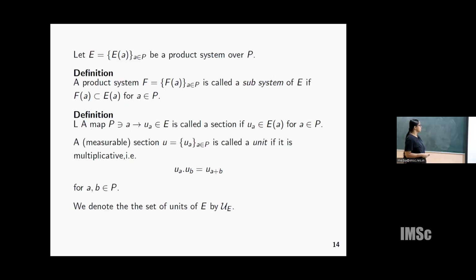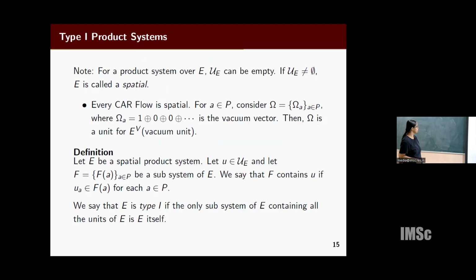So a product system is called a subsystem of a given product system if the fibers of the smaller subsystem product system are contained in the larger. A section is just, as you might know, a map from P to E such that u_a is in E_a, and it's called a unit if the section is multiplicative. We denote the set of units by U_E for a product system E.